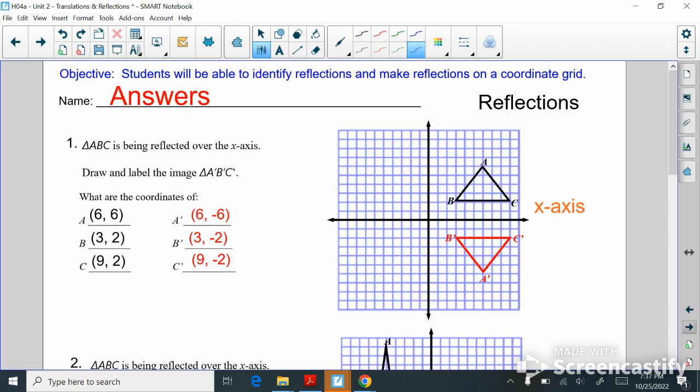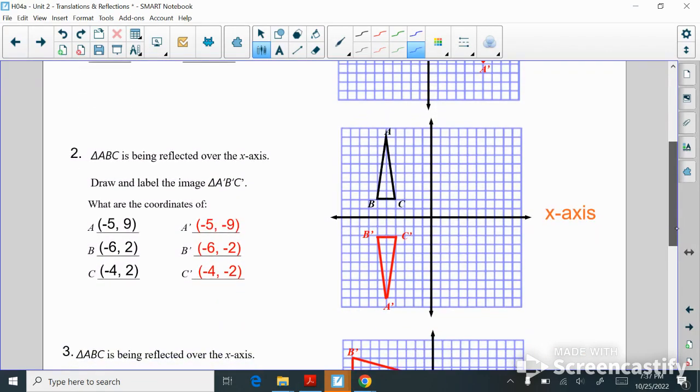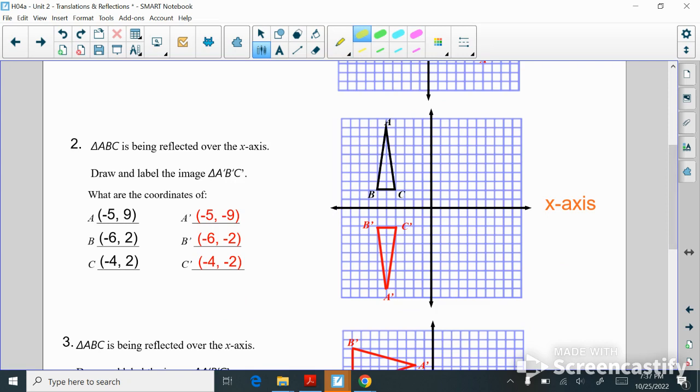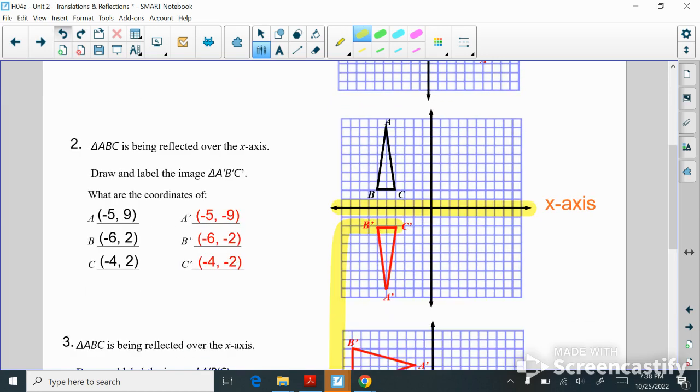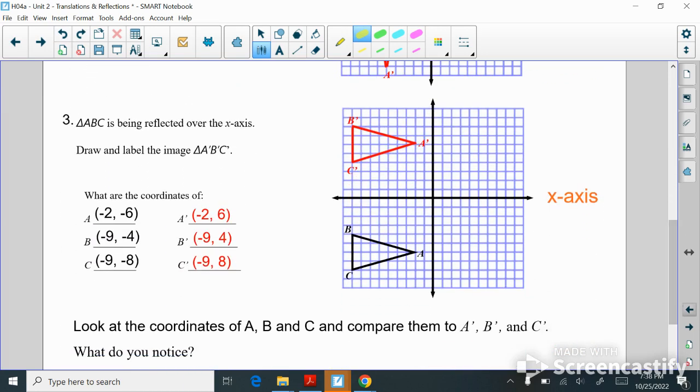So looking at the answers for 2 and 3 here, again, we're reflecting over the x-axis. We're reflecting over here and making sure every point is the same distance from that x-axis. So here are the points you should have got, and here is your image. And similar for the third one, again, reflecting over that x-axis and making sure every point is the same distance to that x-axis as it is on the other side.